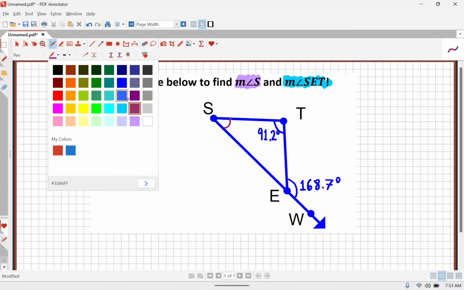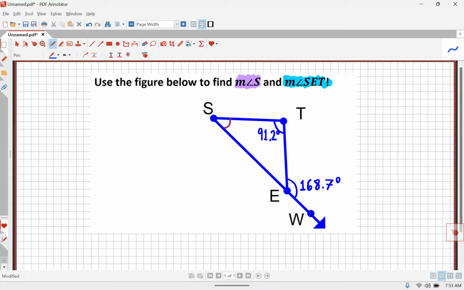And then Audrey, let's get this in blue. Where would you find angle SET? Which angle is angle SET? Mark that off for me.